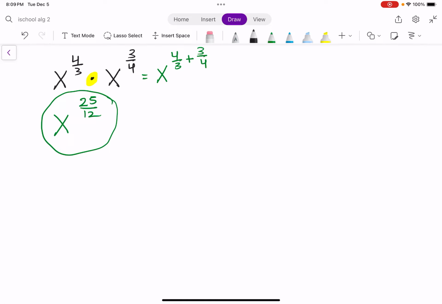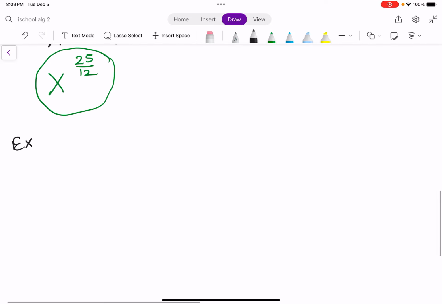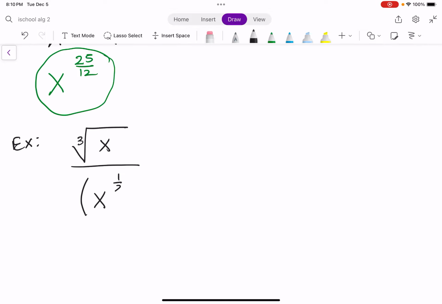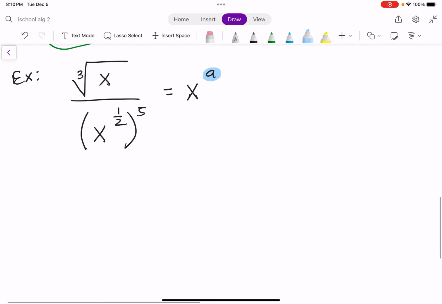On Delta Math, you may see something like this, and it's actually just the same process. It's going to give you an expression like this. Let's say we have the cube root of x over parentheses x to the 1/2 to the power of 5, and it's going to be equal to x to the a. And it's going to ask you, what is the value of a? When we have a question like this, again, we just need to focus on the left side, okay? My first step, change the radical into a fractional exponent. So I have my invisible exponent of 1. So I have x to the 1/3 over parentheses x to the 1/2 to the power of 5.